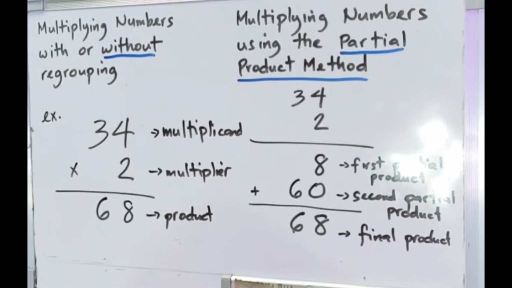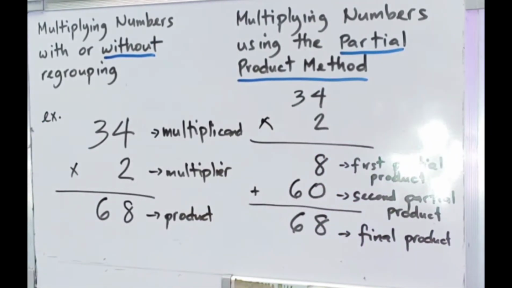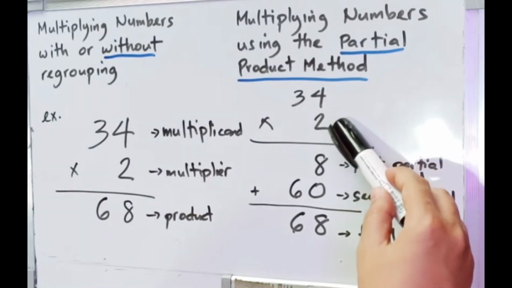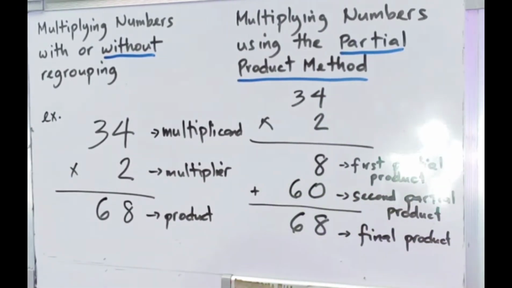But what if we're going to multiply these two numbers using the so-called partial product method? To illustrate this method, consider the same example, 34 times 2. We multiply the ones digit numbers. So we have 2 and 4, multiply those, we have 8. And 8, we can call that the first partial product.